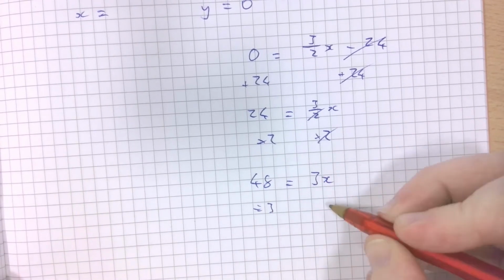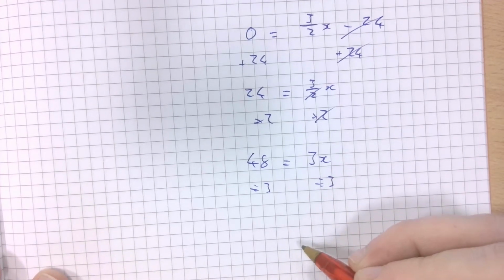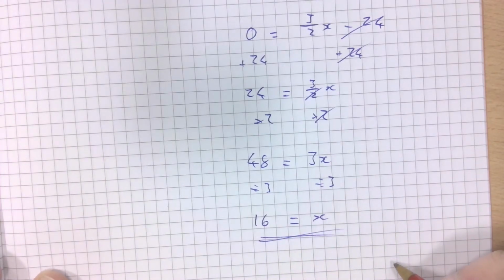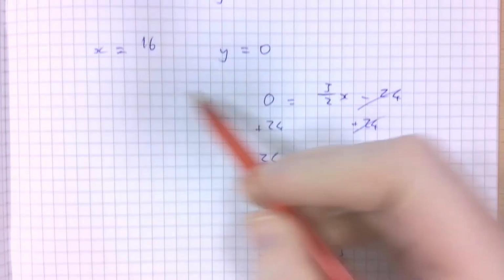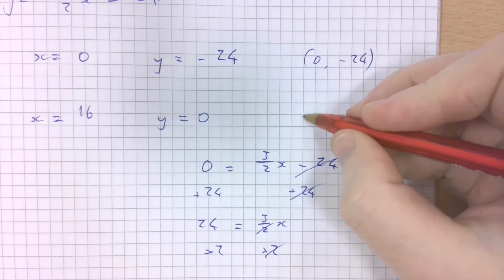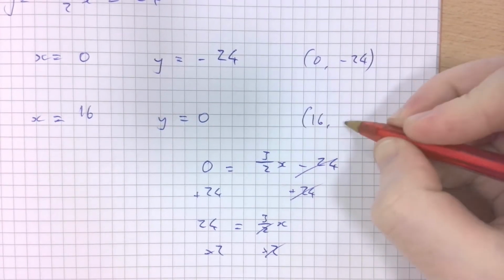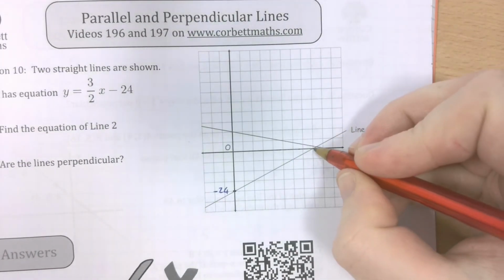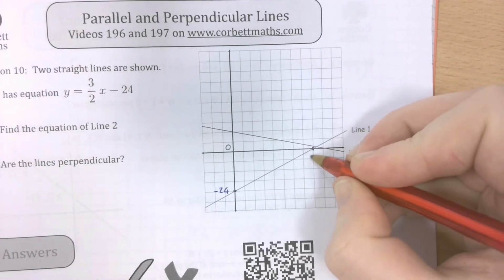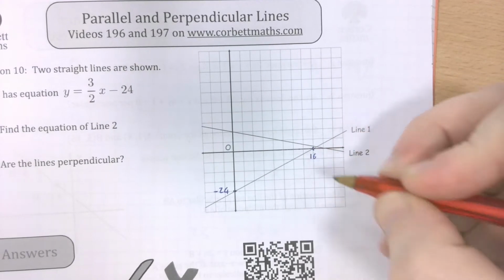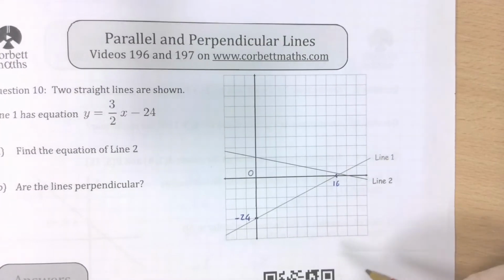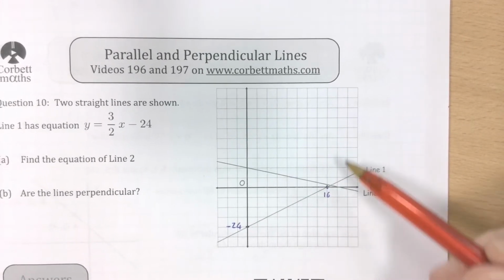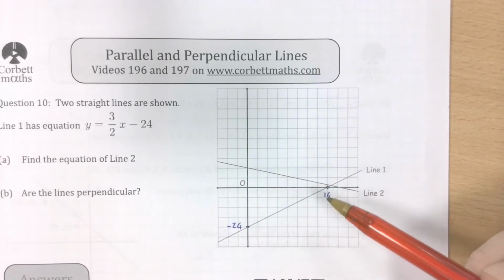Dividing both sides by 3 is the last little stage. So, 48 divided by 3 is 16. So, another coordinate that satisfies this straight line equation is 16, 0. 16 across and 0 up or down, which means that this point of intersection here on the x-axis is 16. Okay? Now, I've added it to the grid because we need to bear in mind that this has been drawn with grid squares, which means it's accurate.